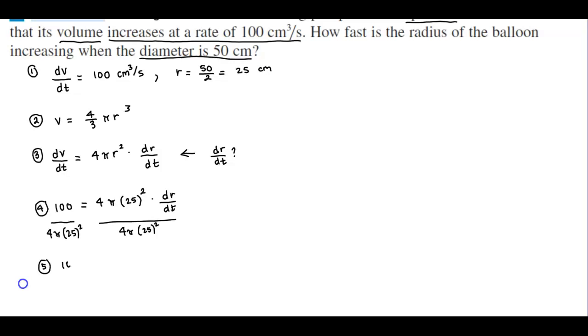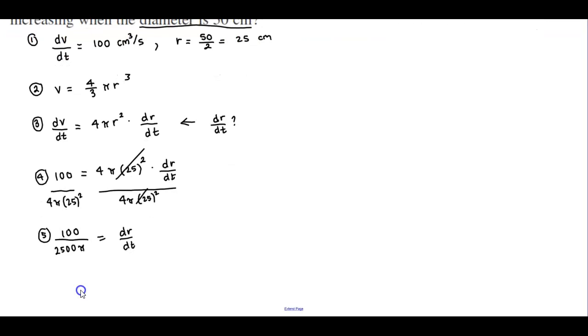So we end up getting 100 over, and 4 pi times 25 squared is going to give us 2500 pi, and that's going to equal dr/dt. Therefore, dr/dt is going to reduce to 1 over 25 pi, which is equal to 0.0127 centimeters per second.